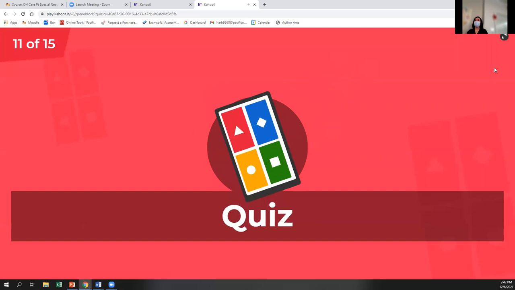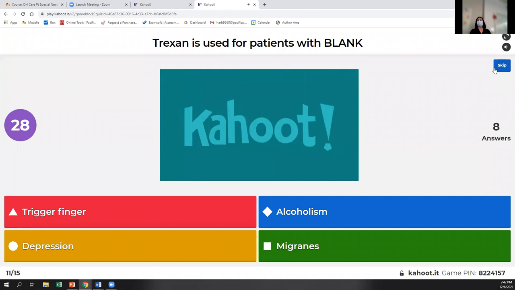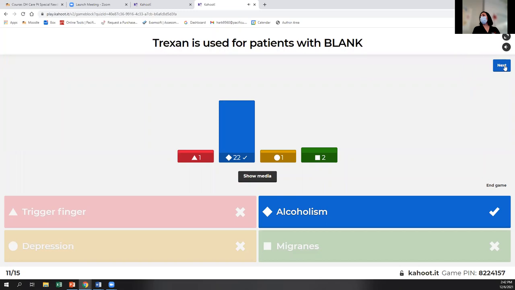Trexane is used for patients with blank: trigger finger, depression, migraines, alcoholism. So trexane and anabuse, good. Good job.